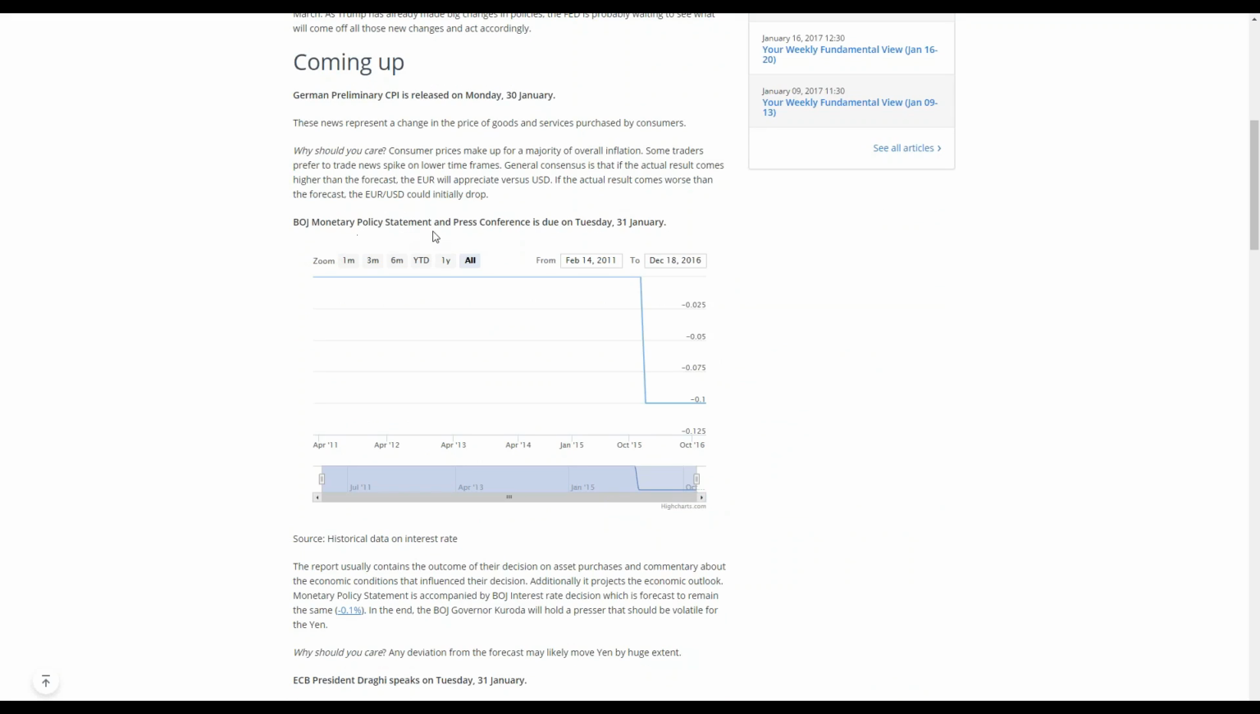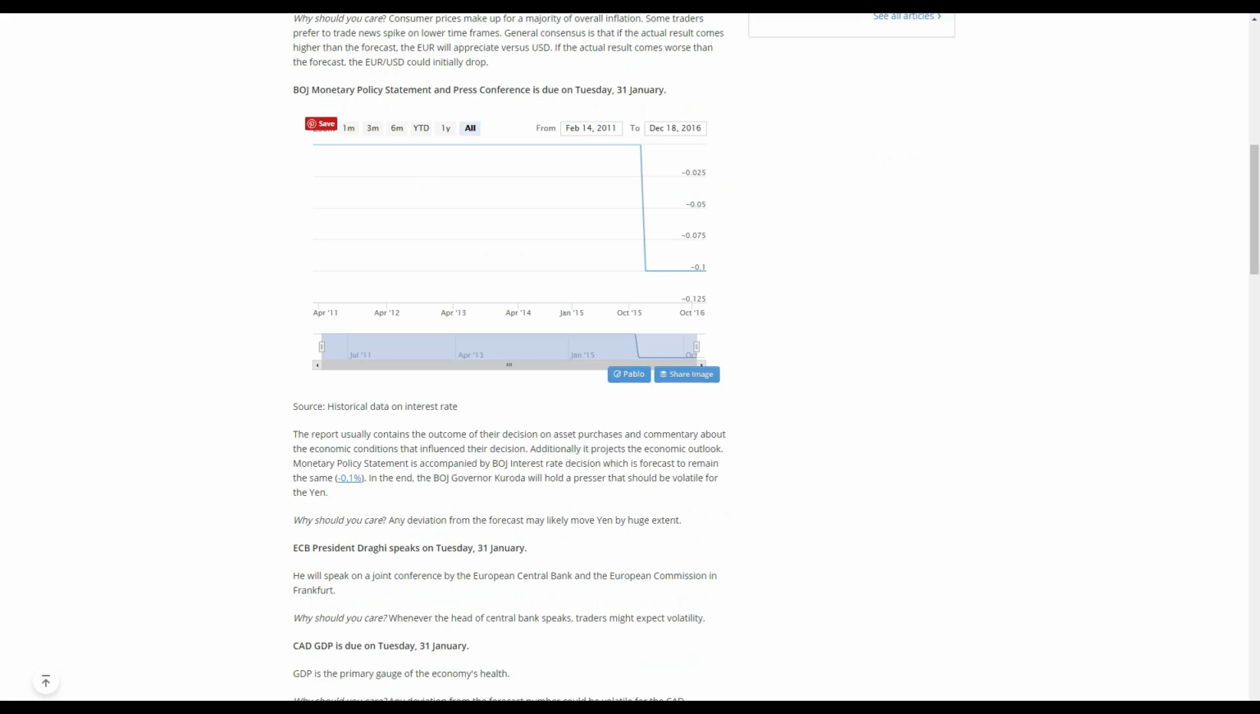BOJ monetary policy statement and press conference is due on Tuesday, 31st January. I think this can also move the price heavily because the Japanese central bank is really a price mover. So you can watch and maybe trade it as a news trading release. BOJ pairs are pound yen, Australian dollar yen, and dollar yen. So yen crosses.